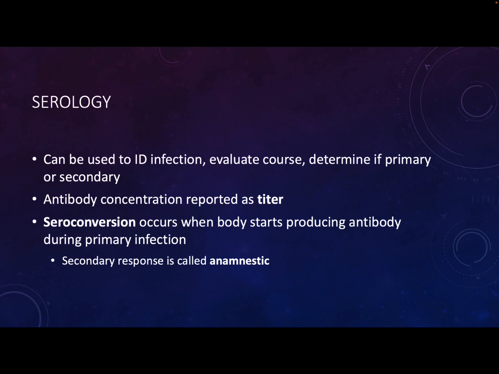When the patient begins to produce antibodies for the first time, we call that seroconversion. Basically, their serum now has antibodies against that infection. And then the secondary response is anamnestic. It's just a secondary response. Your immune system remembers that you've been infected and responds.